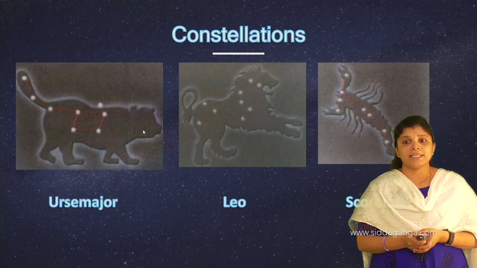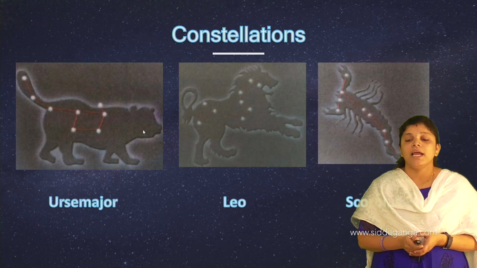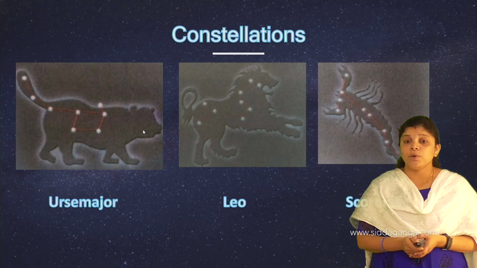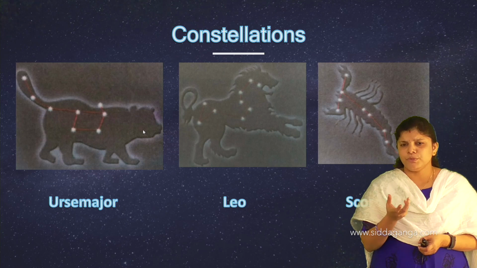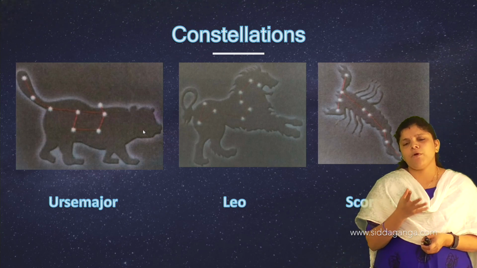Okay, yes, next is about constellations. See, constellations means a group of stars that look like some object. Okay, so constellation means some group of stars.